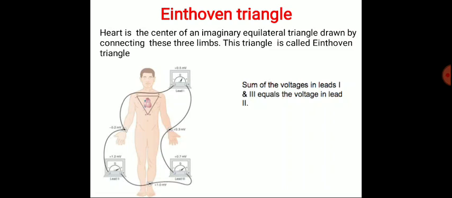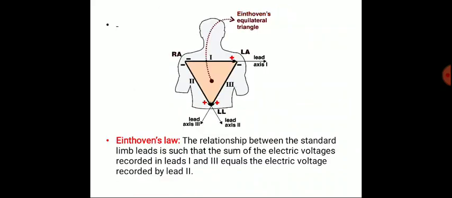Einthoven triangle: if the heart is the center of an imaginary equilateral triangle drawn by connecting these three limbs, the triangle is called the Einthoven triangle. The sum of the voltage in lead 1 and lead 3 equals the voltage in lead 2. In a volume conductor, the sum of the potentials at the points of an equilateral triangle with a current source in the center is 0 at all times. According to Einthoven's law, the sum of the electrical voltage recorded in lead 1 and lead 3 equals the electrical voltage recorded by lead 2.